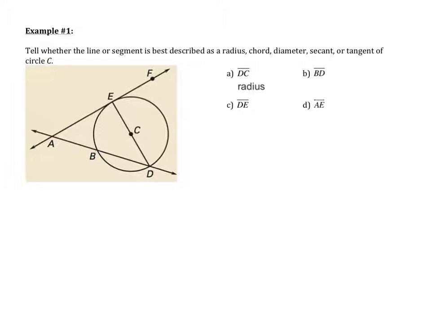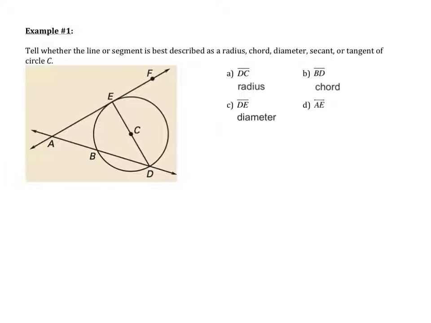Part B, segment BD. So again, this is a segment, not a line, so it can only be a radius, a chord, or a diameter since secants and tangents are both lines. So we have BD, so from here to here, although it's part of this line, it would be a chord since it's a segment. Notice it's a segment symbol. It's a segment whose endpoints are on the outside of the circle. So segment BD is a chord. And again, for part C, we have segment DE, so it cannot be a secant or a tangent since those are lines. So DE is a chord that goes through the center of the circle, so that would be a diameter.